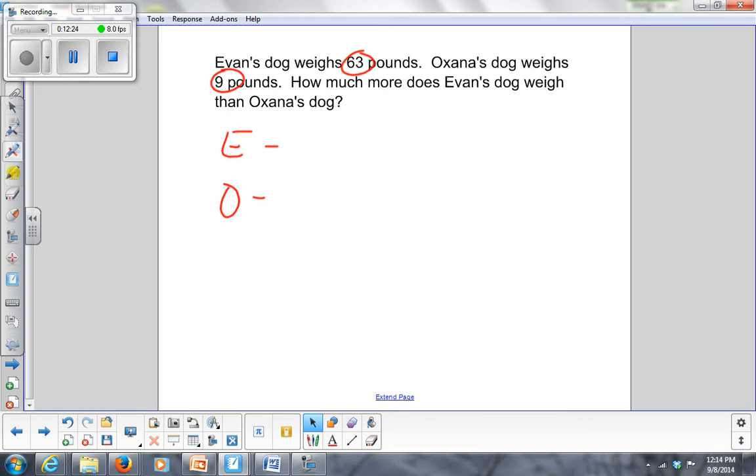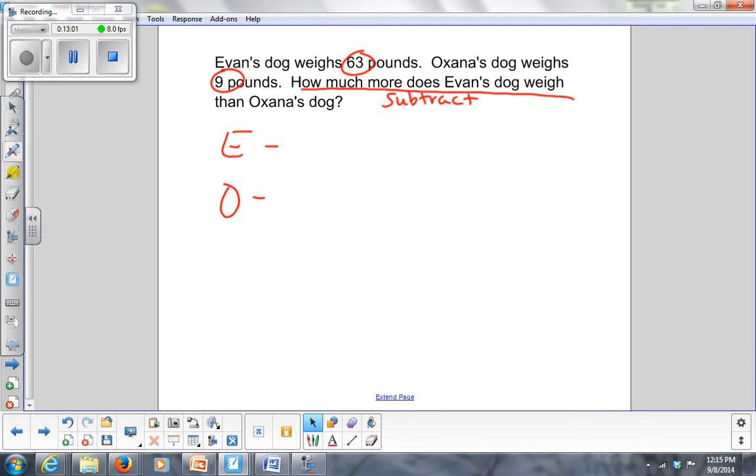Okay, how much more does Evan's dog weigh than Oksana's dog? And how much more? What is that telling me to do? What does how much more mean, Damien? Subtract, okay? This tells me to subtract. Good. All right, so drawing a model. How do you think I might be able to draw a model for this? David, what do you think? We got Evan's dog. Let's start there.